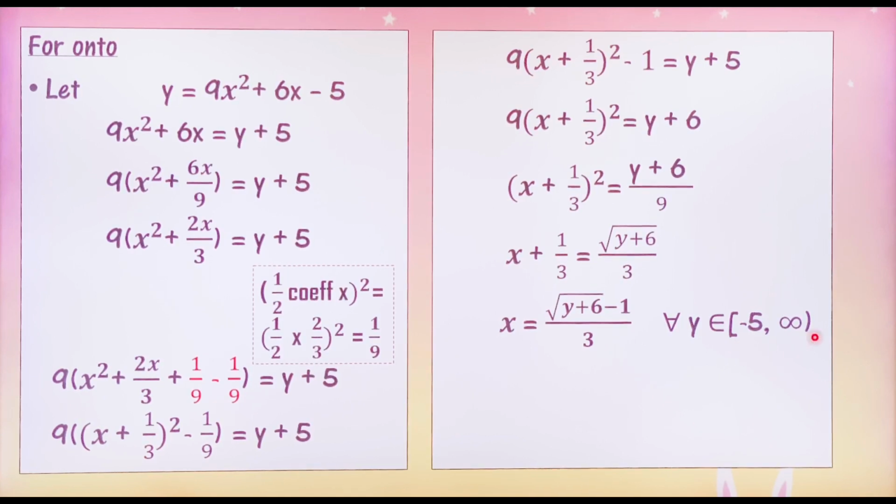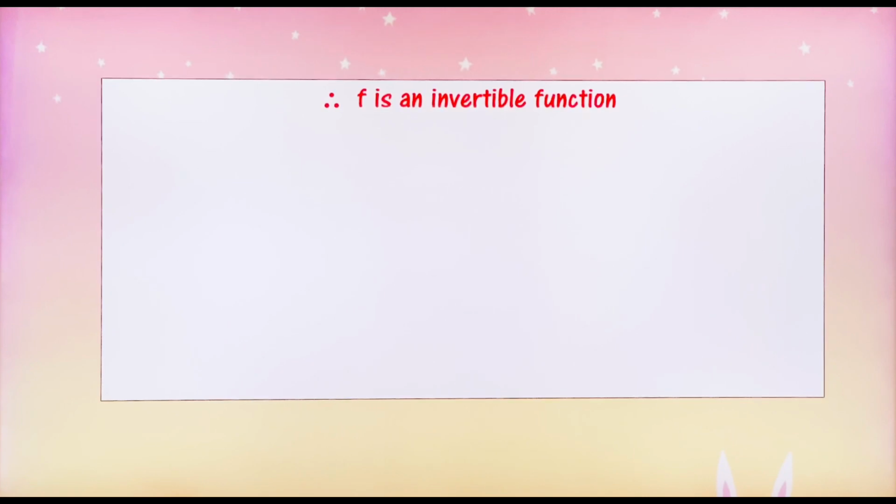for every y belonging to [-5, ∞). That is, range is equal to codomain. Therefore, f is onto. Since f is one-one and onto, f is an invertible function. f inverse of y is equal to (√(y + 6) - 1)/3.